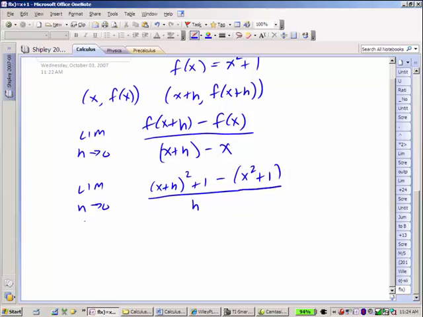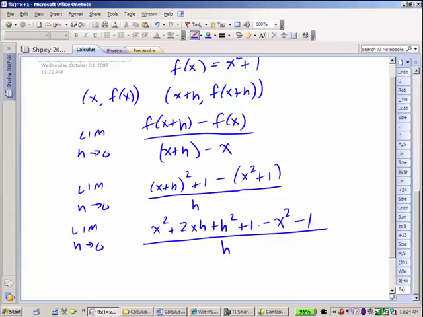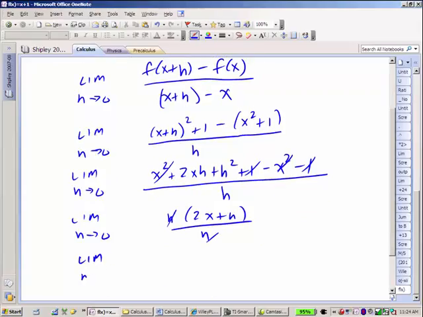Are you ready to watch the beauty of algebra unfold? x squared plus 2xh plus h squared plus 1 minus x squared minus 1. The ones cancel. The x squareds cancel. Take out an h. 2x plus h over h, the h is cancelled. The limit as h goes to 0 is just equal to 2x plus h when h goes to 0?